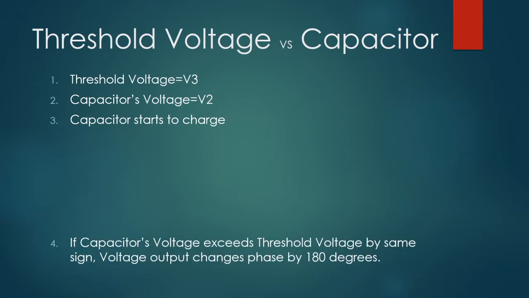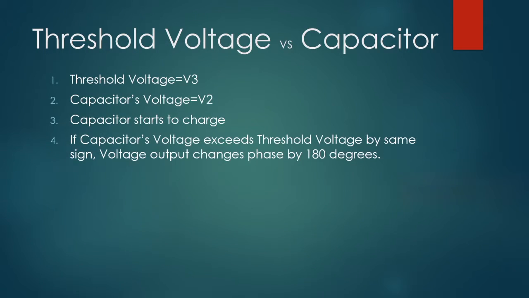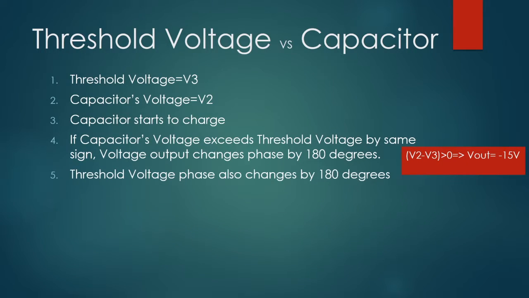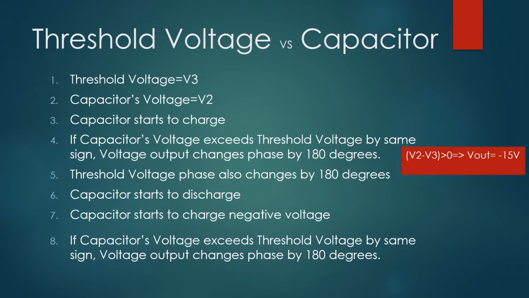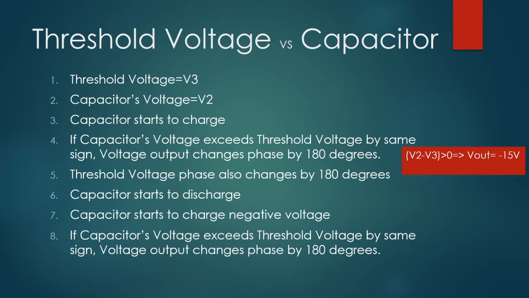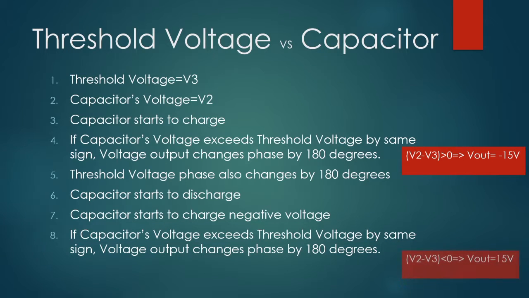Capacitor starts to charge. If capacitor's voltage exceeds threshold voltage by same sign, voltage output changes phase by 180 degrees. Then threshold voltage phase also changes by 180 degrees. Capacitor starts to discharge. Capacitor starts to charge with negative voltage. If capacitor's voltage exceeds threshold voltage by same sign, voltage output changes phase by 180 degrees. Repeat.